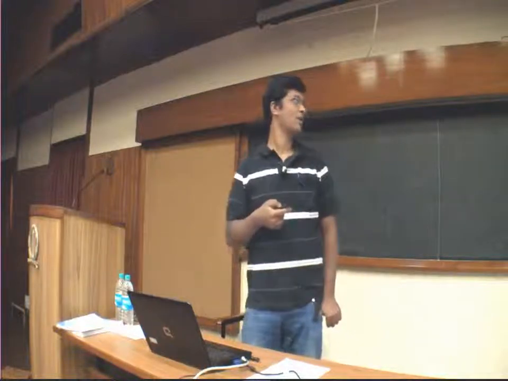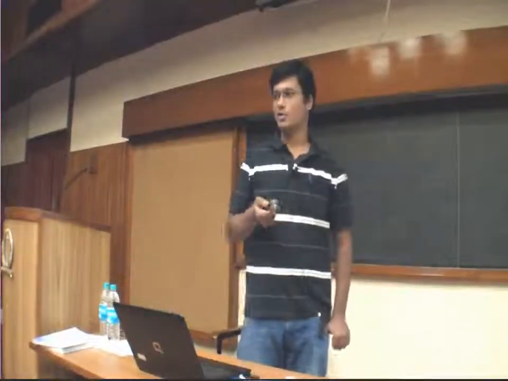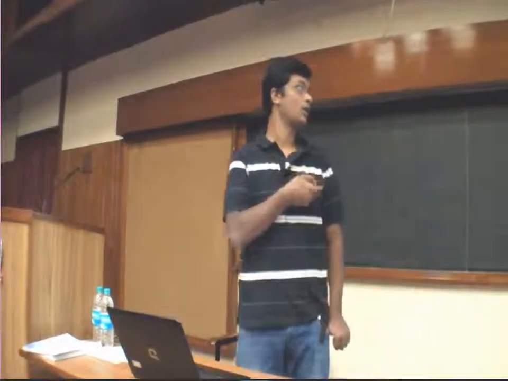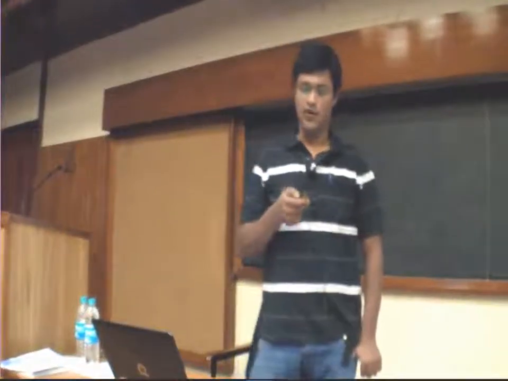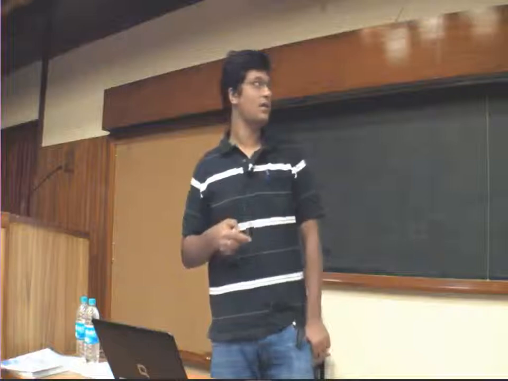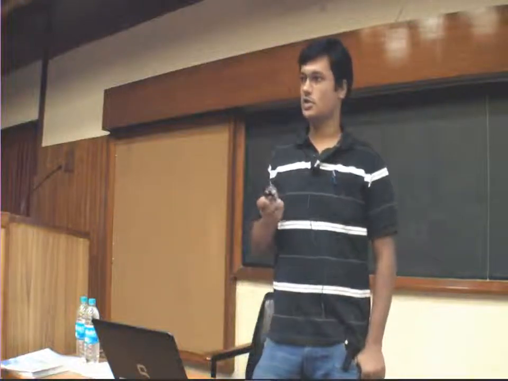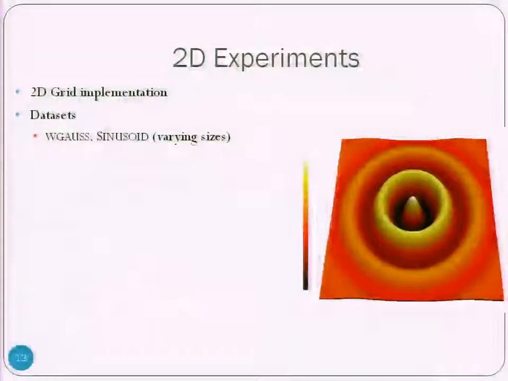One was synthetic, where we could control the parameters, such as the number of critical points, to validate the algorithm. We used two data sets mainly, the WGauss and the sinusoid. The WGauss is a very simple two-dimensional Gaussian curve that is centered on a given grid, and it's weighted by a cosine curve. Because of the cosine curve, we get these concentric rings which manifest themselves in the Morse-Smale complex as a set of critical points that lie on the ridge.